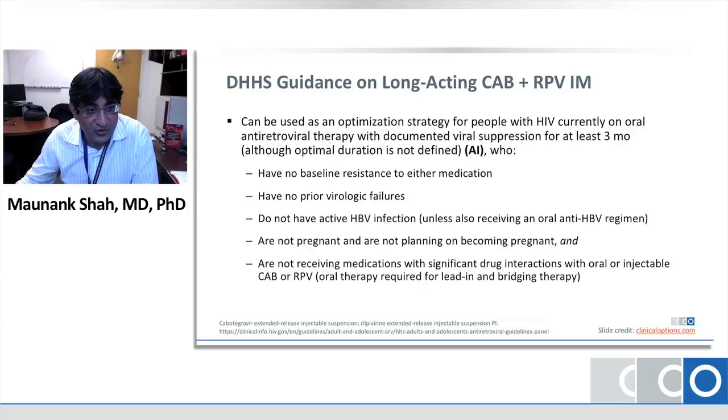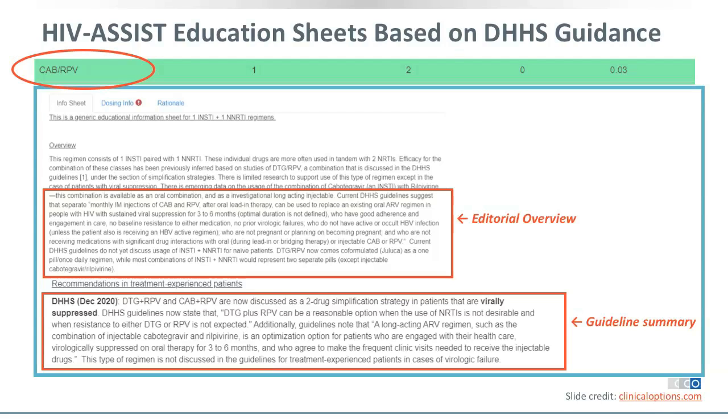But importantly, the tool also seeks to provide much of this DHHS guidance directly at the point of decision making. So notably, when one clicks on the cabotegravir rilpivirine regimen, you're taken to an educational information sheet. This is just a snapshot of that particular education sheet, but it includes an editorial overview which summarizes some of the guideline information and practical considerations. The educational sheet also provides information about recommendations for treatment naive and treatment experienced patients, as well as clinical trial data, which I'll come to shortly.